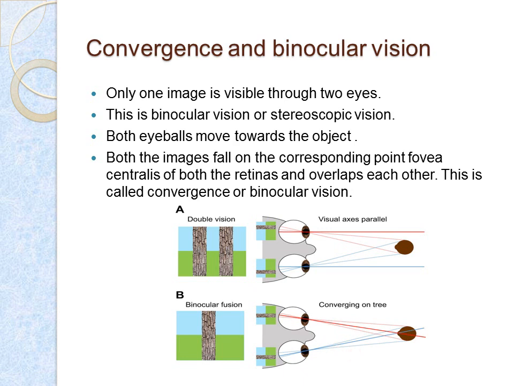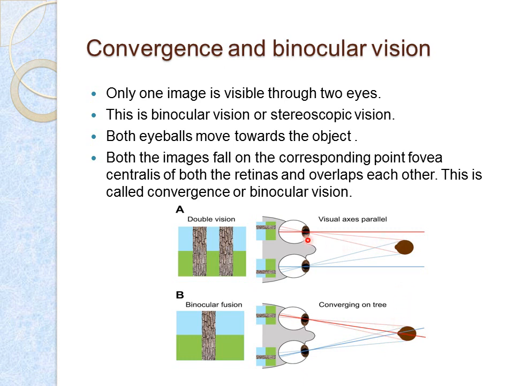So both the light rays coming from the image are coming to the fovea centralis of both retinas, and they are overlapping each other. With this, with both eyes, we are seeing only one tree, because both light rays are converging on this tree.